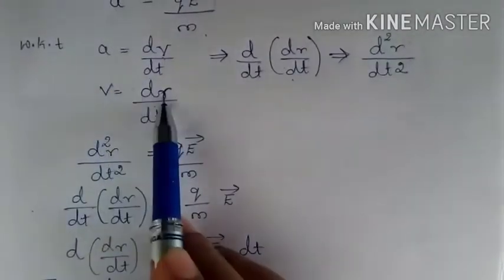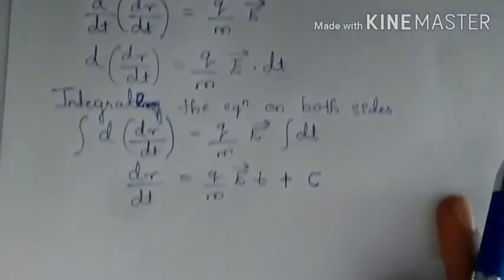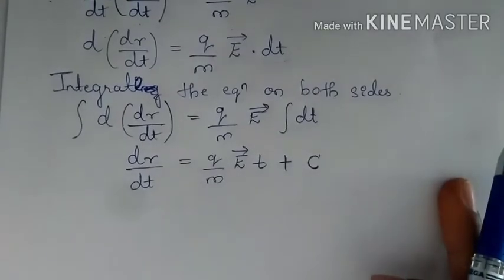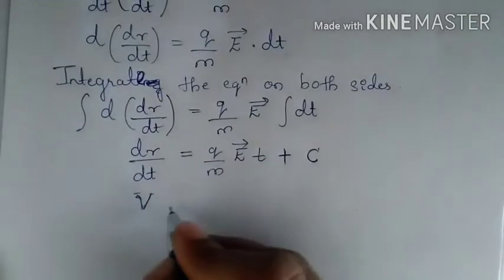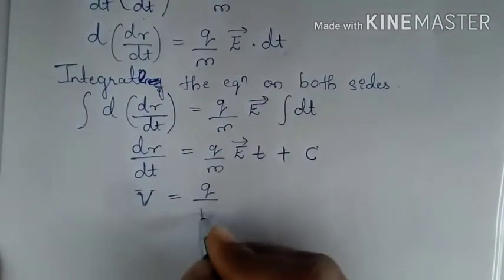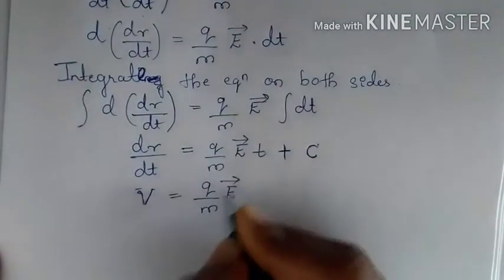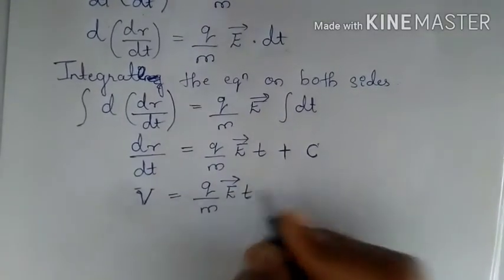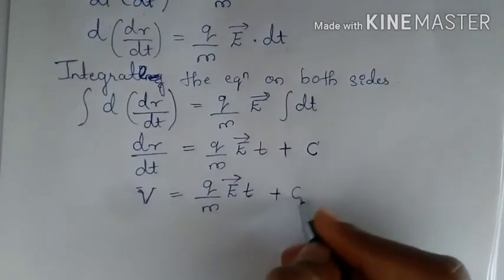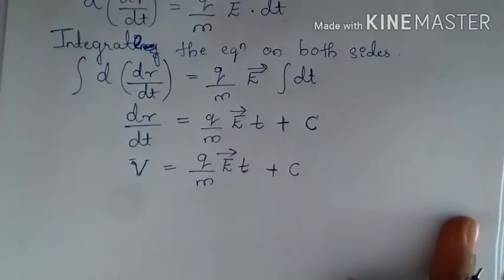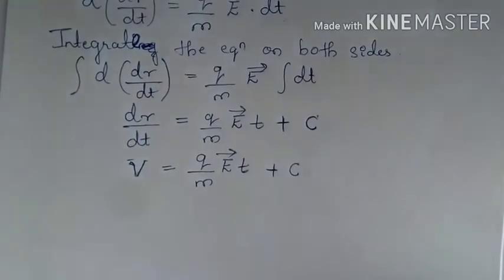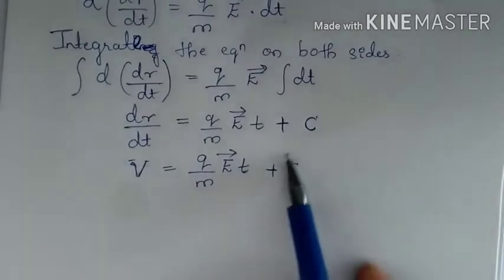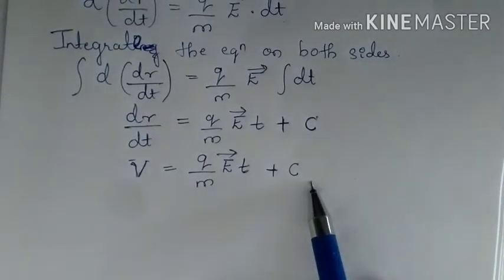It is velocity. So here I have written v is equal to dr/dt. If you substitute this in this equation, then you get v, that is the velocity of the particle, is equal to (q/m) multiplied by the electric field multiplied by time, plus c. So this gives the velocity of the particle. Here c is the constant of integration.